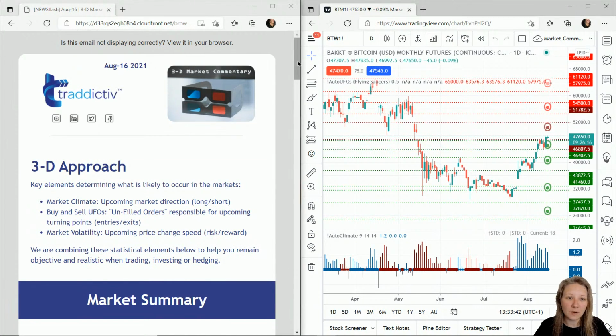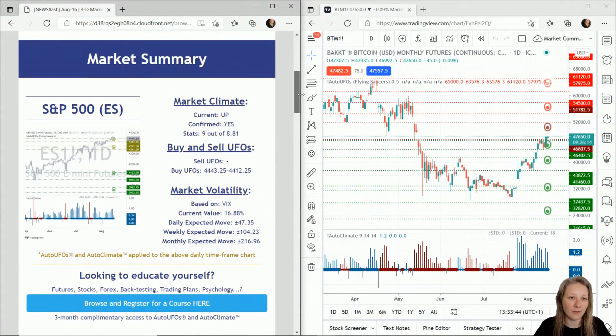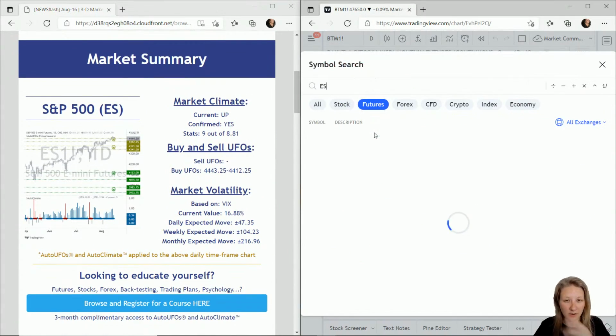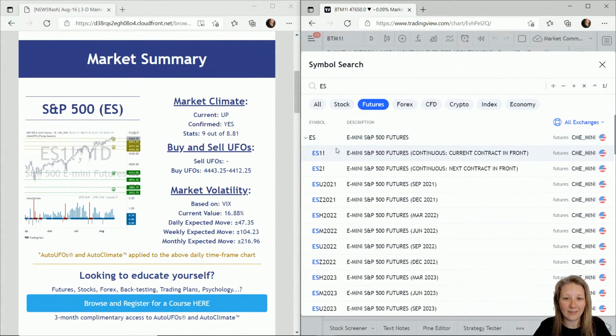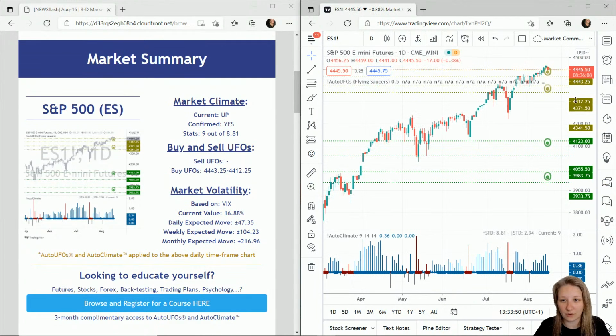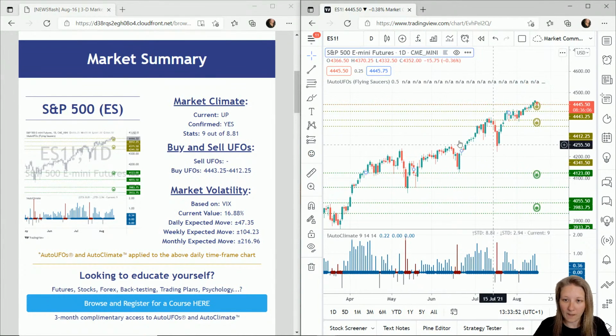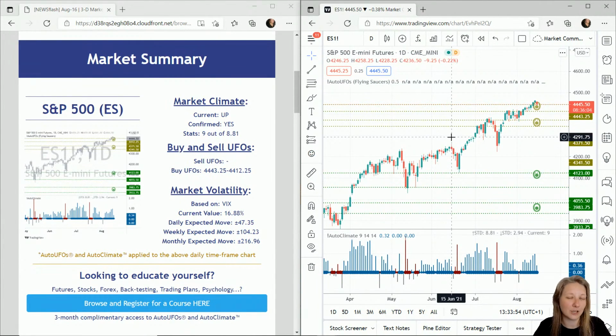Now, the first market to look at is the S&P 500, which is the US stock market basically. And we're looking at the ES. We're looking at the futures contracts for these markets, which again just kind of gives us a representation of it. So we are essentially looking at a representation of US stocks right now.